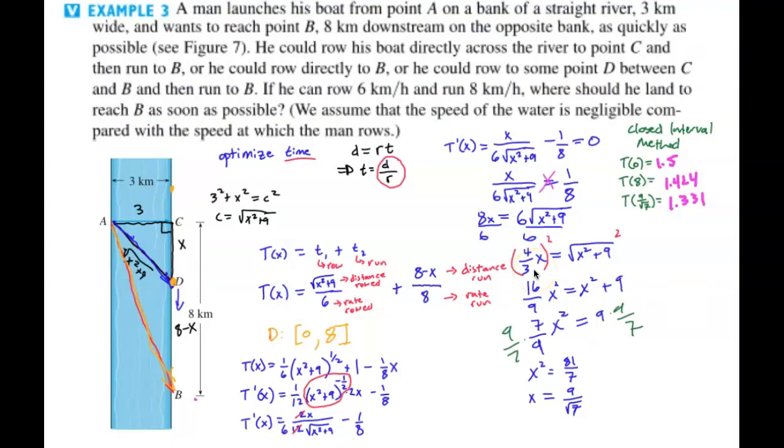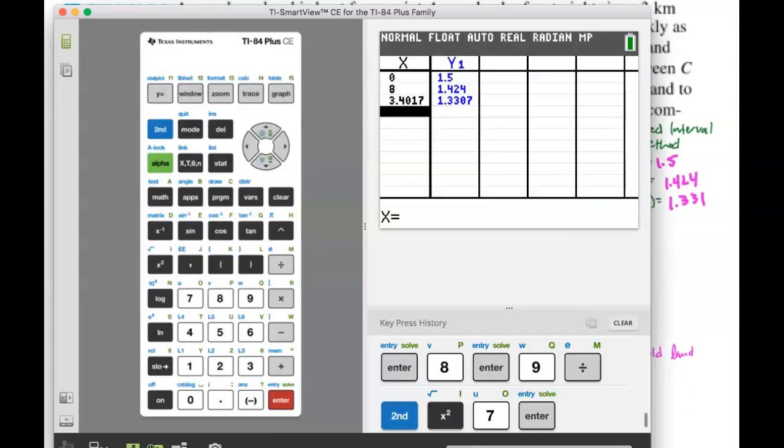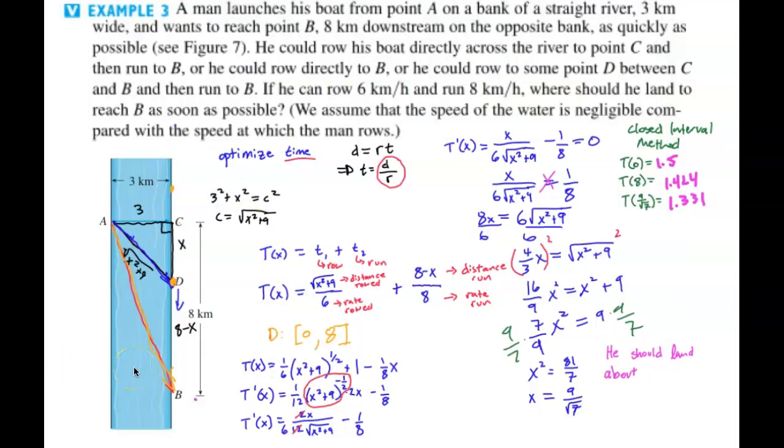I basically don't have any space to write this, but I'm gonna write it down here. He should land about, what was that x value? What was 9 over root 7? 3.402. So he should land about 3.402 kilometers below point C.